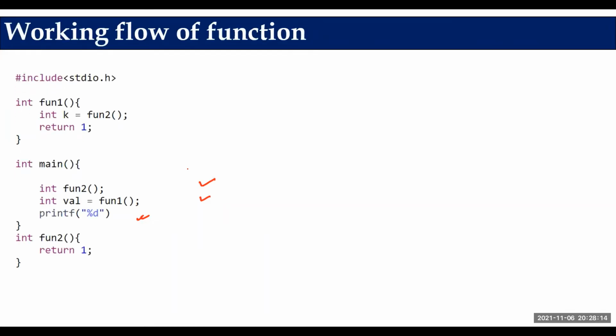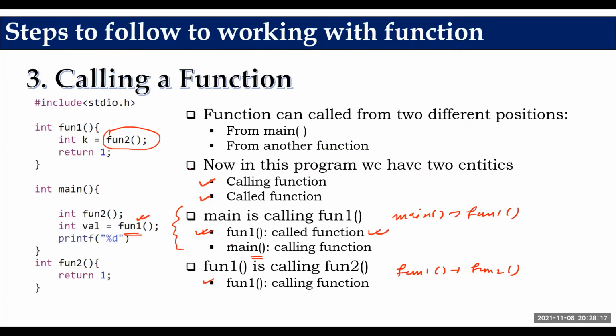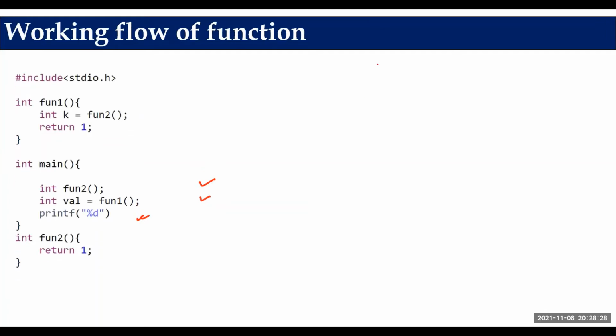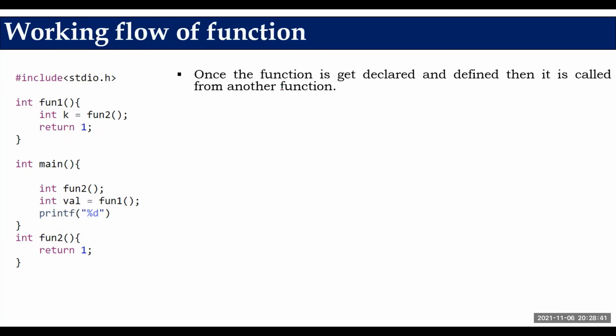So now let us understand how this complete function will work together. Let us summarize the whole program that we have written. Once the function is declared and defined, then it is called from another function. Yes, fun1 is defined here, no problem. Fun2 is declared here and defined here.